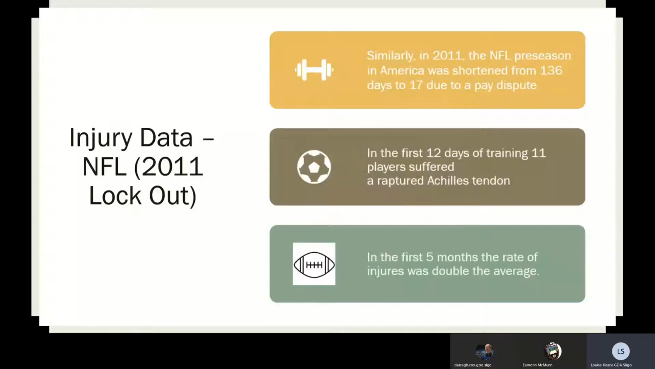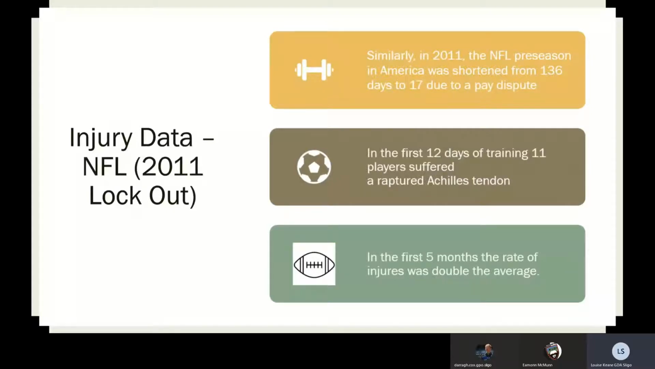So in 2011, they had a lockout as a result of a pay dispute, and their preseason went from 136 days down to 17. So a massive reduction in days for preseason. And as a natural response, I suppose, we try to get as much as possible done in those 17 days. And that for the NFL led to 11 players suffering from a ruptured Achilles tendon injury, which is a very, very time-consuming and serious injury. So those players would have been out for a significant amount of time as a result of those injuries.